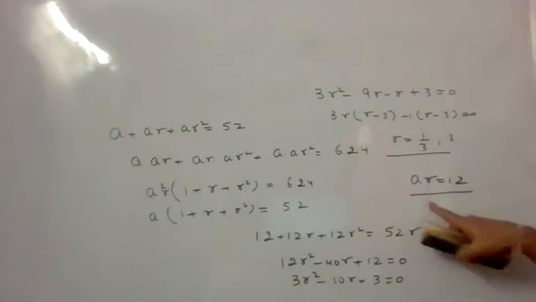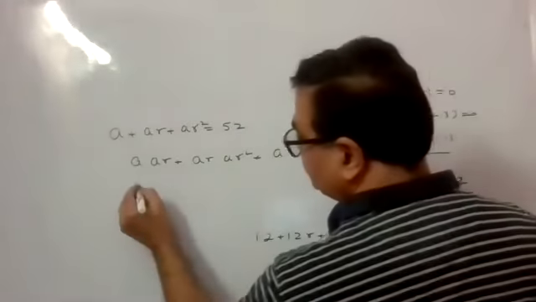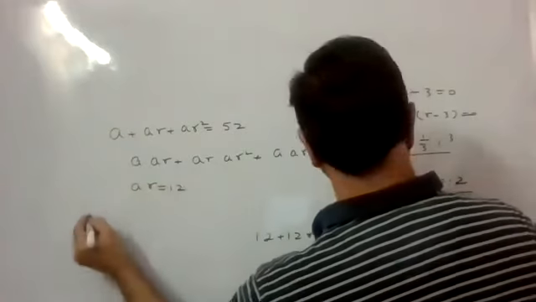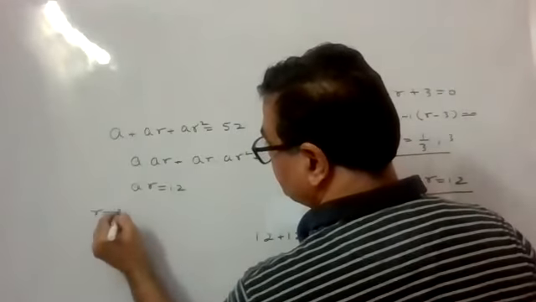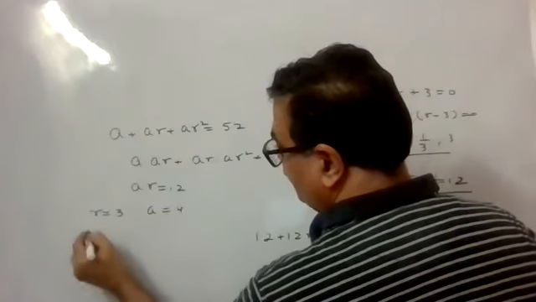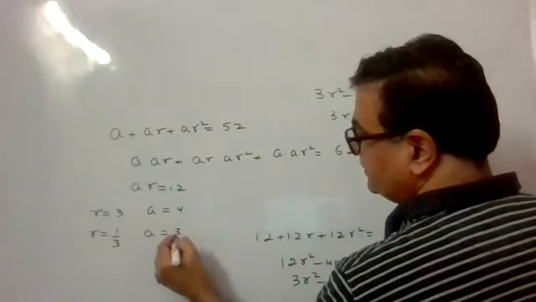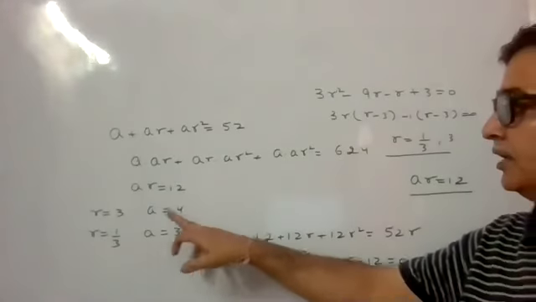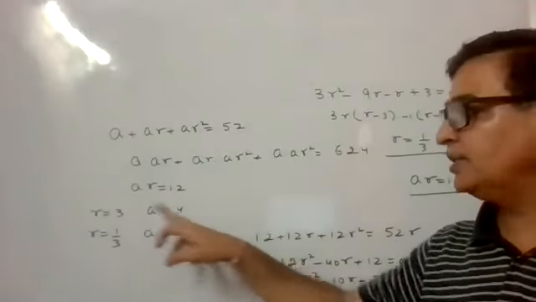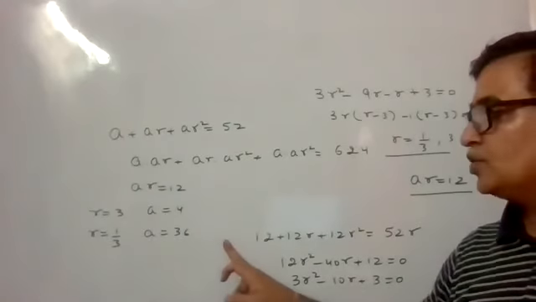And then you can calculate A also, as AR is 12. So when you have R is 3, A is 4. And when R is 1 by 3, A will be 36. And now you can write the numbers, that is no problem. First will be 4, then 12, 36. In the other case, 36, 12 and 4.